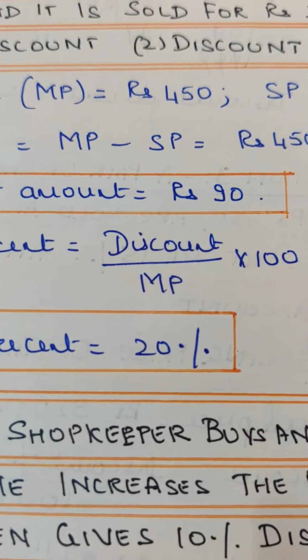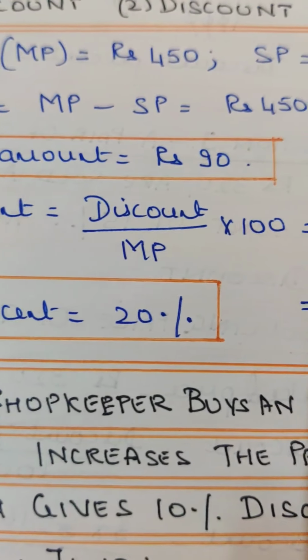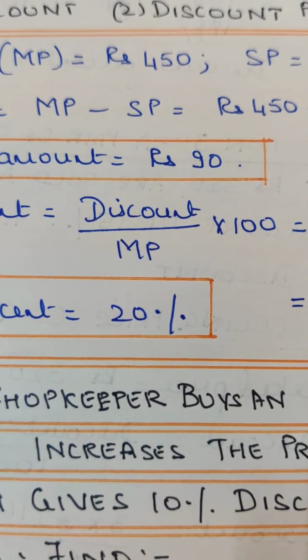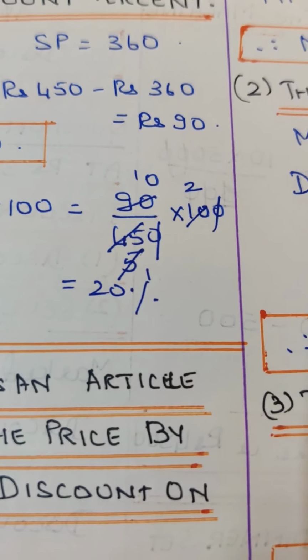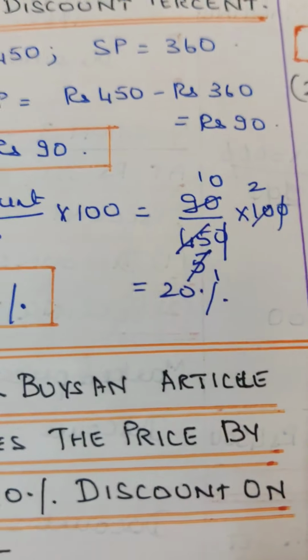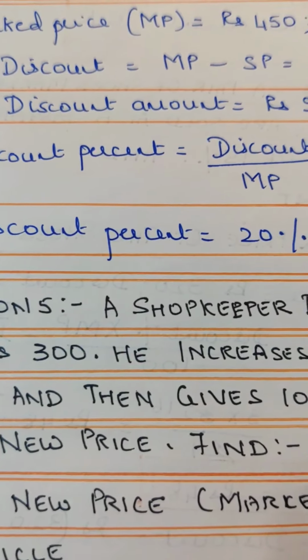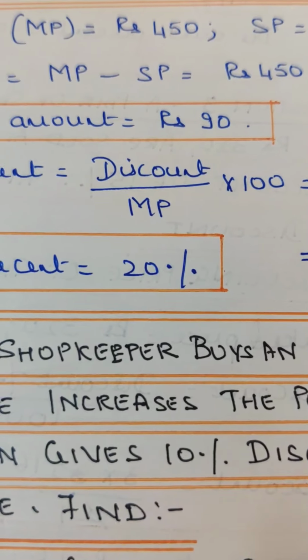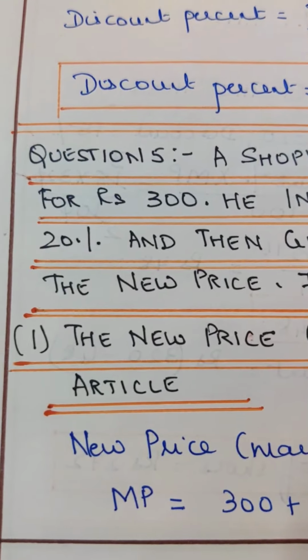We have now found out the discount amount. Let's find out the discount percent. Discount percent is equal to discount by mark price into 100. That is equal to 90 by 450 into 100. That is equal to 20%. Therefore, the discount percent is equal to 20%. Isn't it easy? Yes, it is very easy. Let's quickly move on to question number 5.